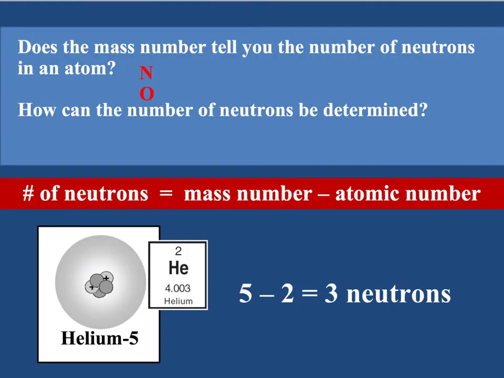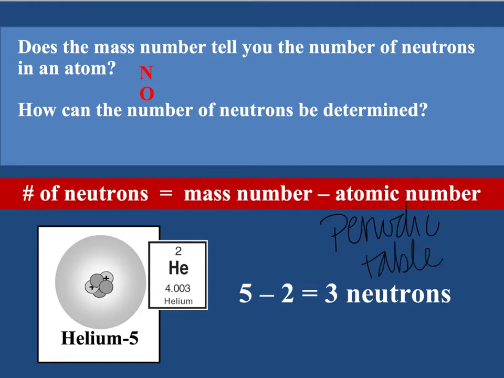Does the mass number tell you the number of neutrons in an atom? No, it doesn't. It tells you neutrons plus protons. So to find neutrons by themselves, you have to take your mass number and subtract the atomic number from that. Where do you find your atomic number? It is on your periodic table.